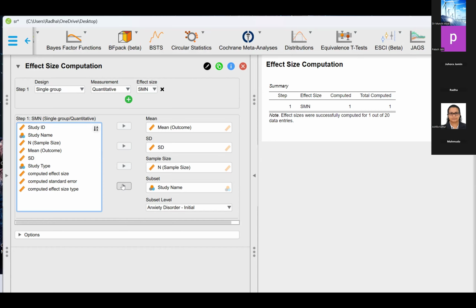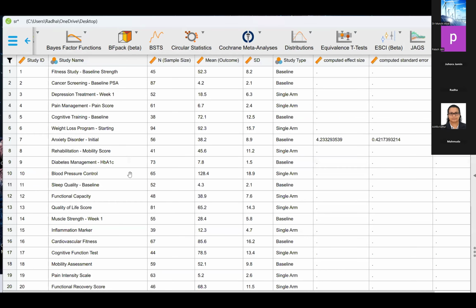Therefore, here you can see the subset level anxiety disorder. So the effect size is calculated only for the anxiety disorder. If you click the triangle, the left triangle, go to the middle of this one, and show the data, you see the calculation is already done. For anxiety disorder, your effect size is calculated. Your standard error is already calculated, right? Okay, doctor.